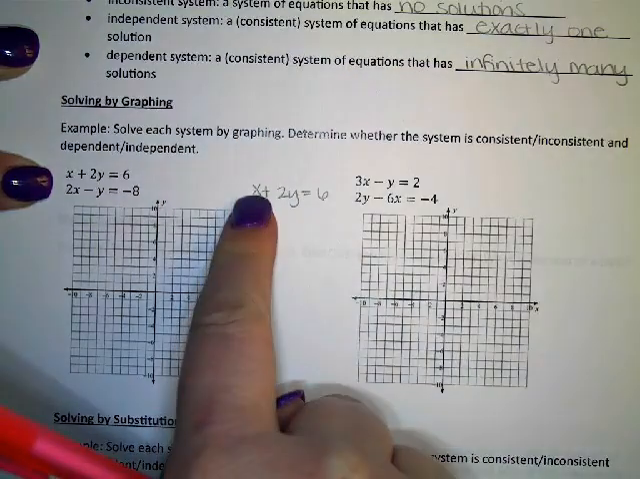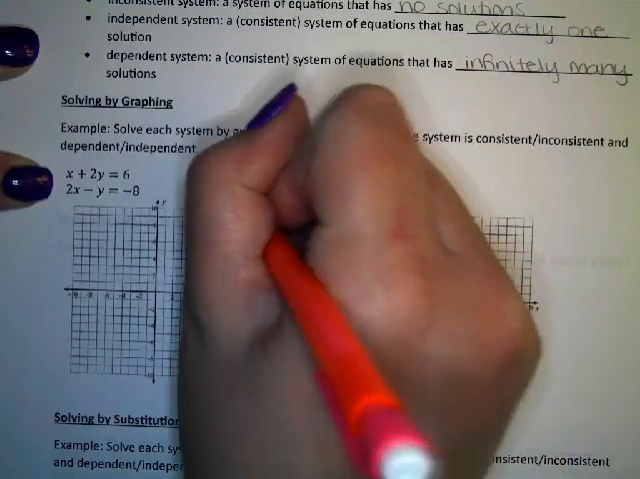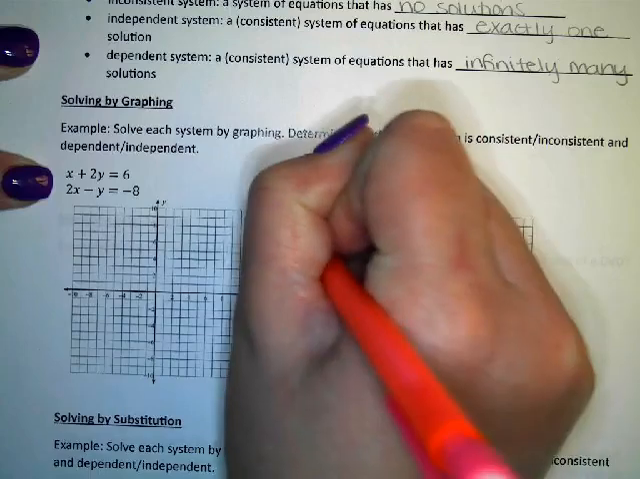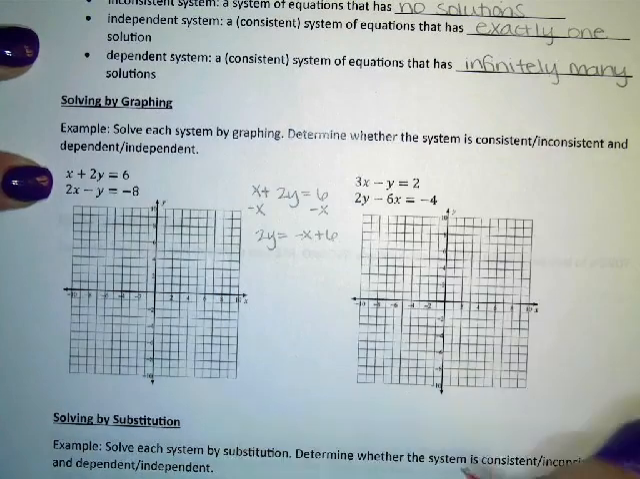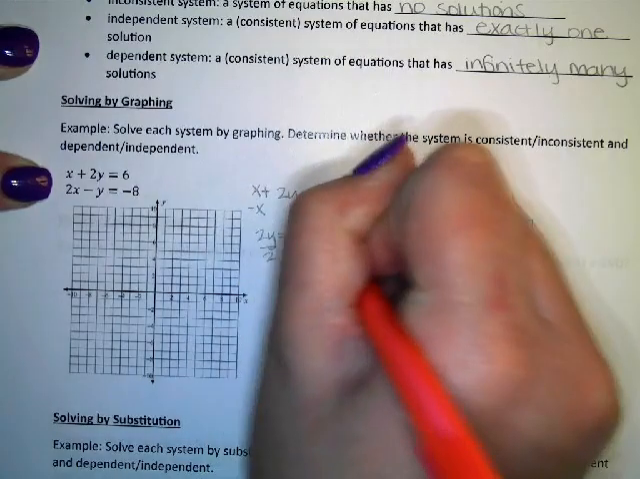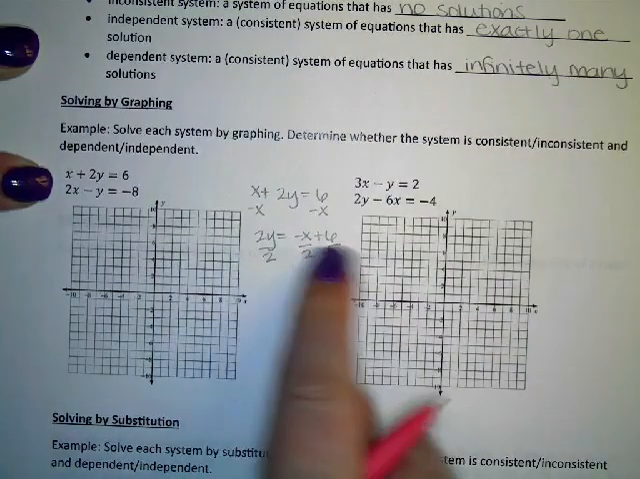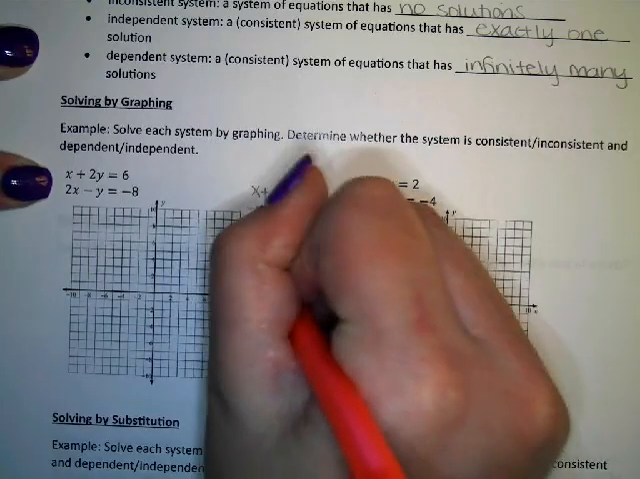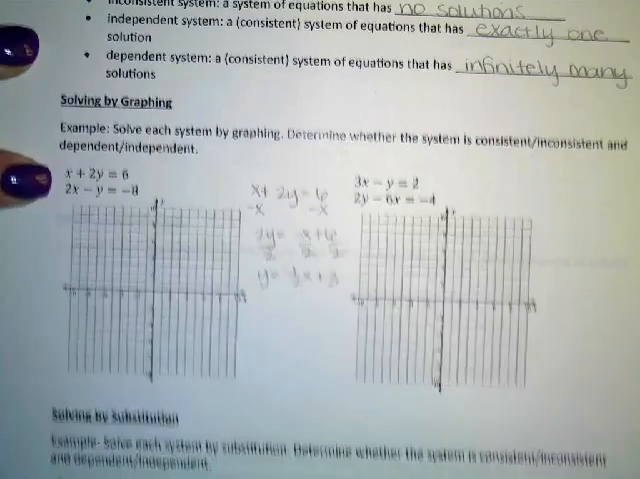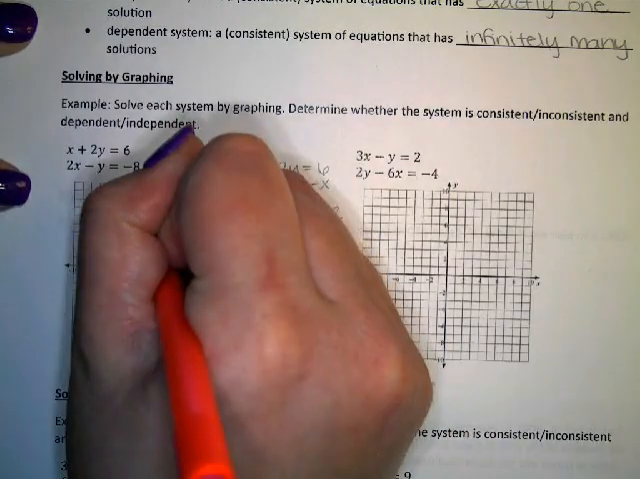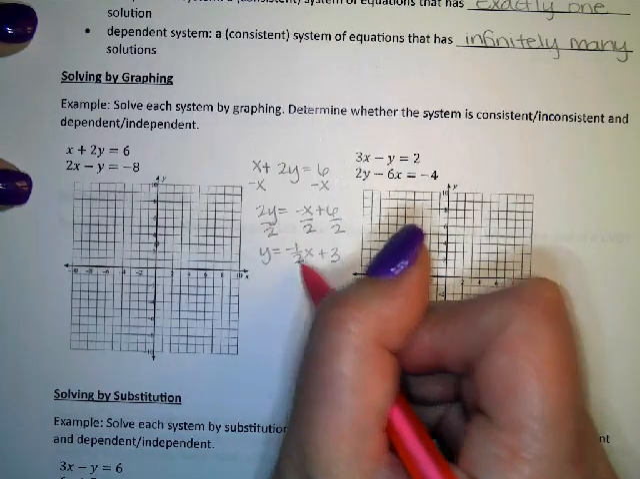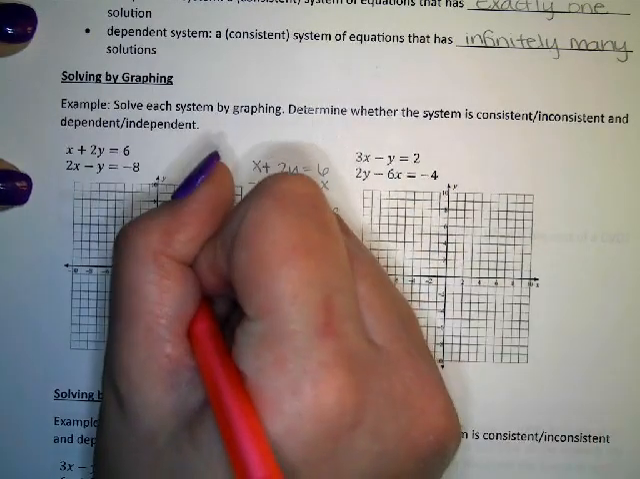I'm going to take the x term and subtract it away from the y. 2y equals negative x plus 6. Then to isolate the y, I'm going to divide by 2, making sure I divide each term in the equation by 2. So y equals negative 1/2 x plus 3, which means that this first equation has a y-intercept of 3, and then it's going to go down 1, right 2, down 1, right 2.